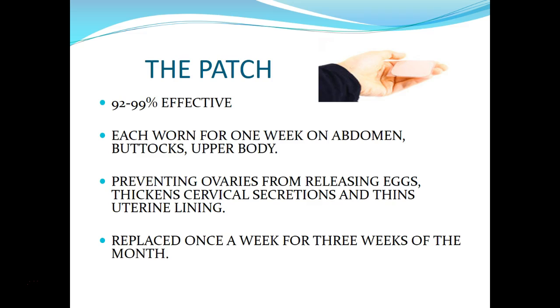So that's the atrophic endometrium that we talked about a couple of slides ago. This has to be replaced once a week for 3 weeks of the month. And then there's 1 week in the month where you don't wear one, and then you have your cycle on that week. Oftentimes people wore this on the upper outer arm, just like a nicotine patch.